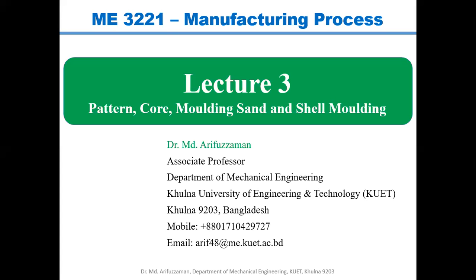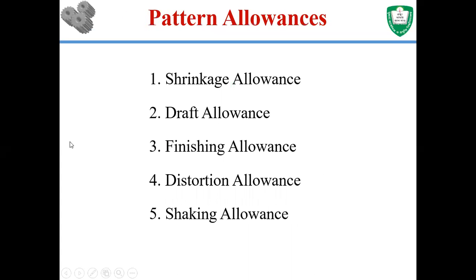Okay, so first is the pattern allowance. What is pattern allowance? To know that, for example, you need to prepare a part by casting a metallic part, let's say a steel part of this dimension. Let's say length is 10 millimeter, height is 5 millimeter, and then the thickness maybe 5 or 10 millimeter.